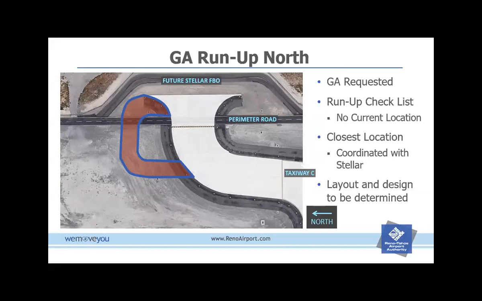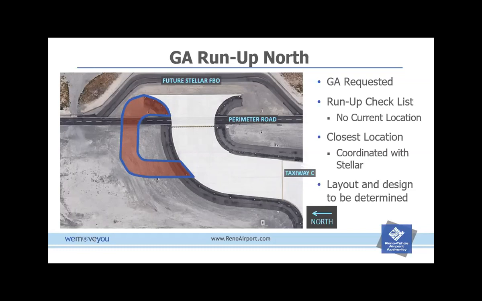So we want to install these to get them off the taxiways and have a designated area for them to do that. You do want to put these as close to the runway as possible where they're going to be entering, so that as soon as they get cleared for takeoff, they can approach and take off right away. We have coordinated with Stellar, so you can see this area is right next to the future Stellar FBO. They are aware that we're going to put these in, so they're okay with that location.